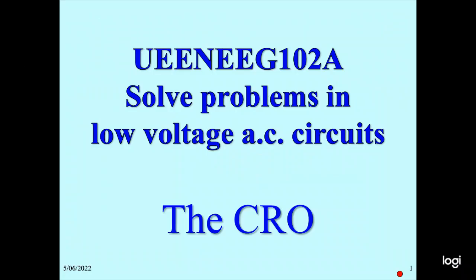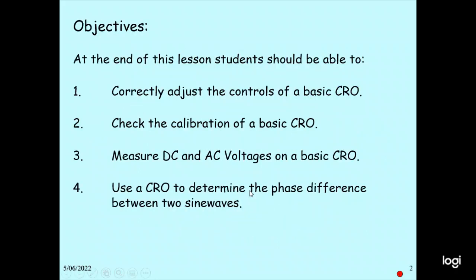So this is a session on low voltage AC circuits. We are talking about the CRO, the cathode ray oscilloscope. By the end of this session, students should be able to adjust the controls of the basic CRO, check the calibration of the basic CRO, measure DC and AC voltage on the basic CRO, and use the CRO to determine the phase difference between two sine waves.